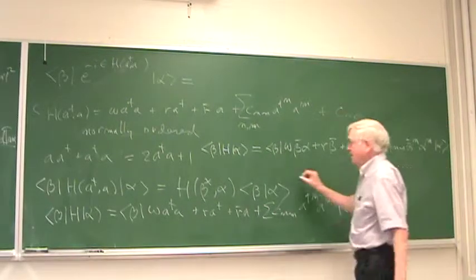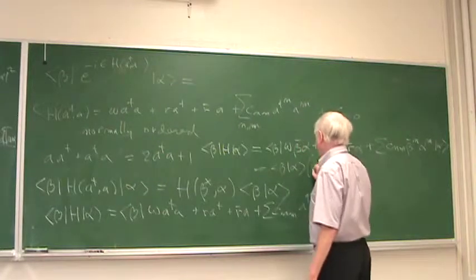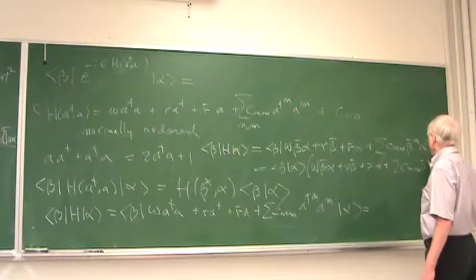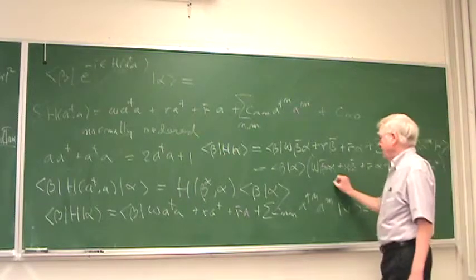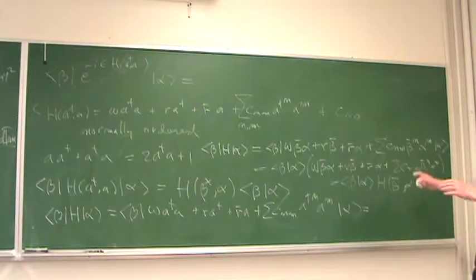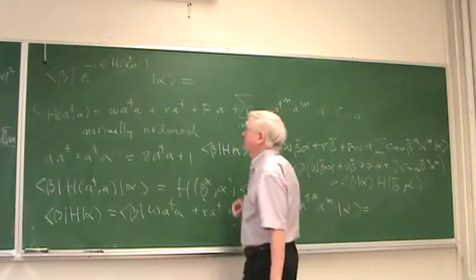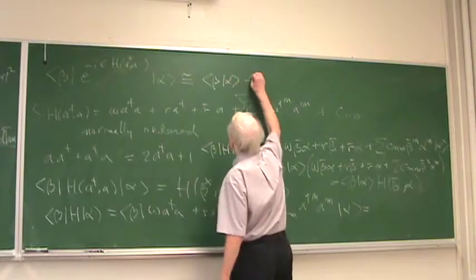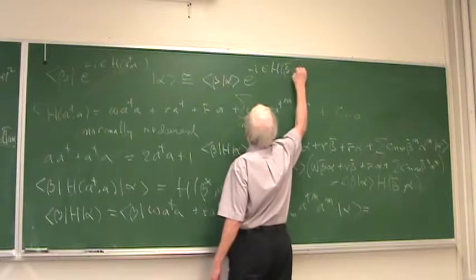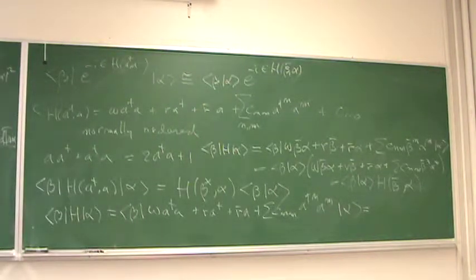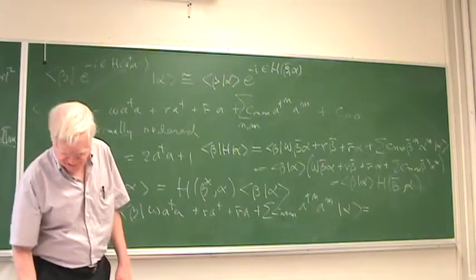Now there are nothing but numbers in here. So this is equal to beta alpha times omega beta bar alpha plus R beta bar plus R bar alpha plus sum C_NM beta bar N alpha M. And this is just beta alpha times H of beta bar alpha. So all this was exact. Now we're going to be cavalier, and we're going to say that this is approximately equal to, to order epsilon, beta alpha e to the minus i epsilon H of beta bar alpha. So that's good only to first order in epsilon. But since we take the limit epsilon going to zero, that's okay.